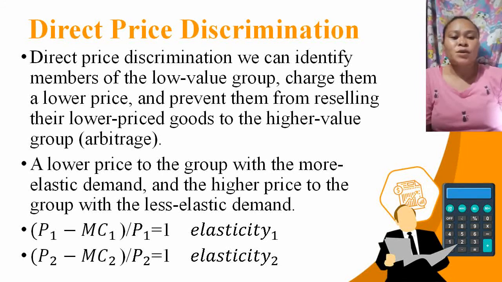A lower price goes to the group with a more elastic demand and a higher price to the group with a less elastic demand. The formula is (P1 minus MC1) divided by P1 equals 1 over elasticity 1, and (P2 minus MC2) divided by P2 equals 1 over elasticity 2. So the more elastic the demand, the lower the optimal price.